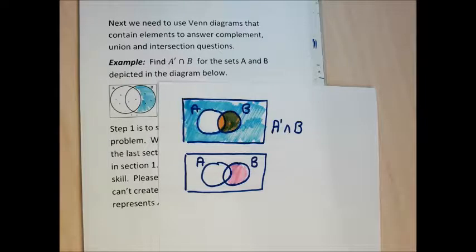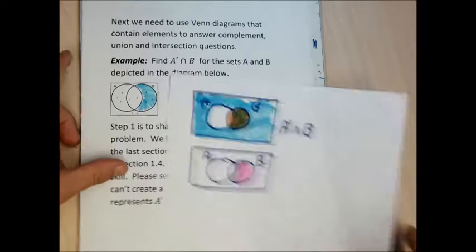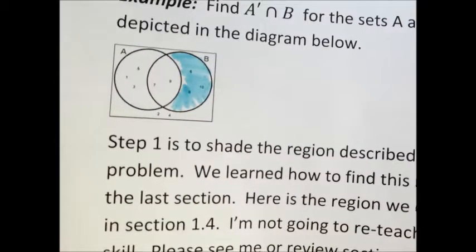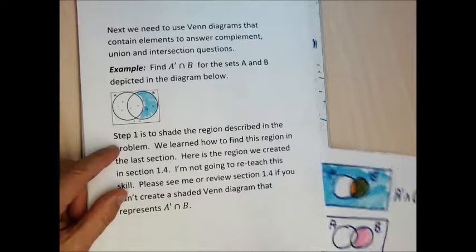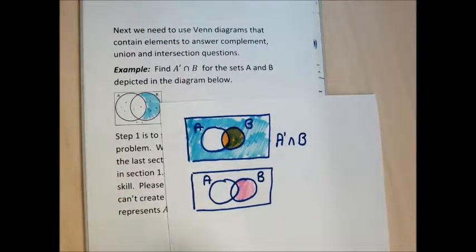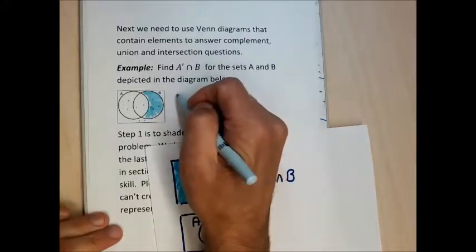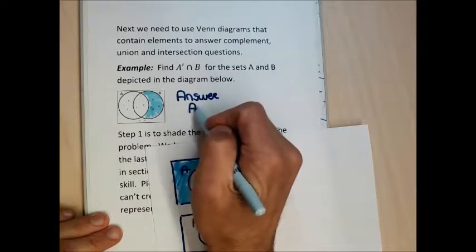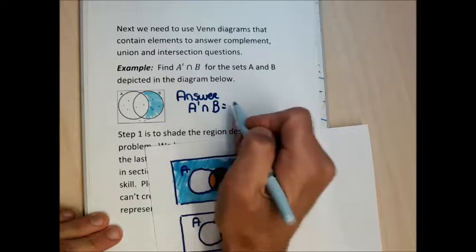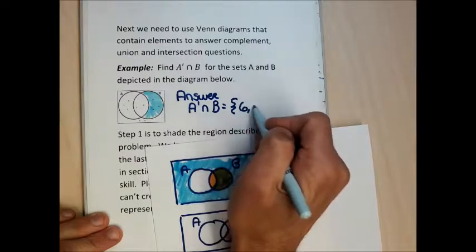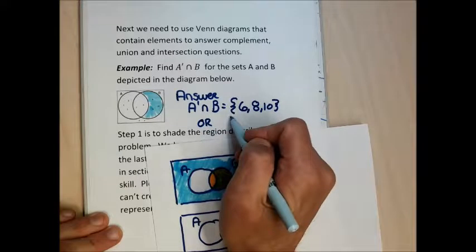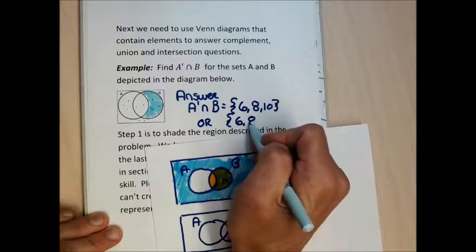And the elements inside the shaded region get pretty tough to read. Let me see if I can zoom. Well, I can't zoom in, so let me just raise this a little bit closer. So the elements inside the set that I shaded are 6, 8, and 10. The answer to what A complement intersection B is for this Venn diagram, I can write the problem. I could say A complement intersection B equals the set that contains the numbers 6, 8, and 10. Or, if I want to, I don't need to write the problem with the answer. I could just say 6, 8, and 10.